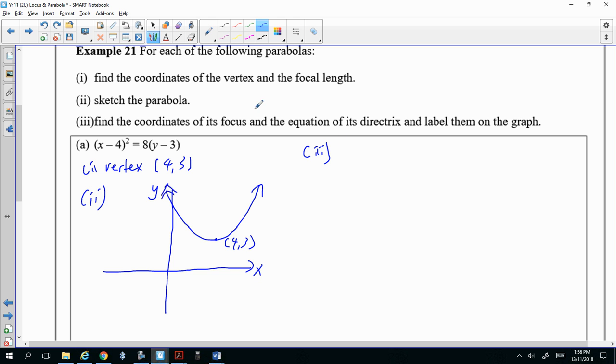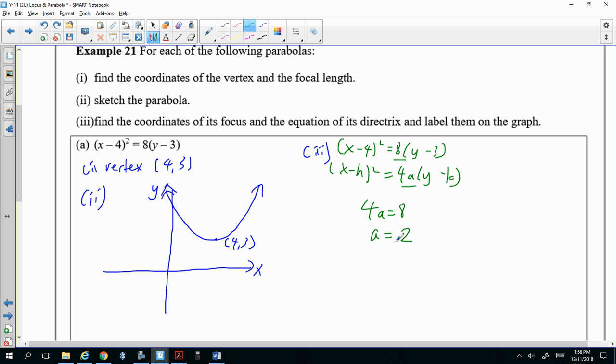And before you find the focus, you need to find the focal length. Now, compare this with the standard form, which is x minus h squared equal to 4a y minus k, and you see that 4a is equal to 8, right? So therefore a equals 2. That's the focal length. So the diagram will help you to work out the focus. So the 2 means you're going to go up 2 units, and where would you end up? 4, 5. Yes, so you add 2 to the y value. So immediately you can write down the focus equals 4, 5.